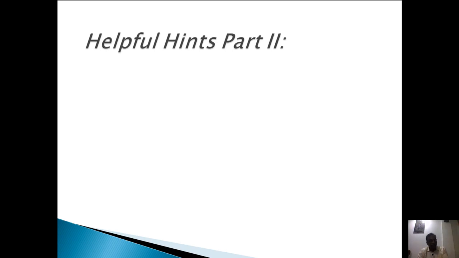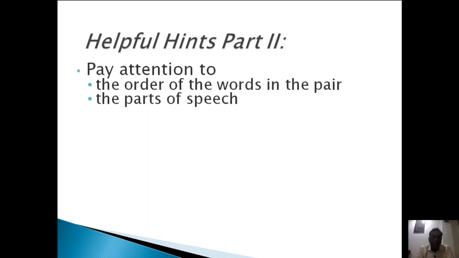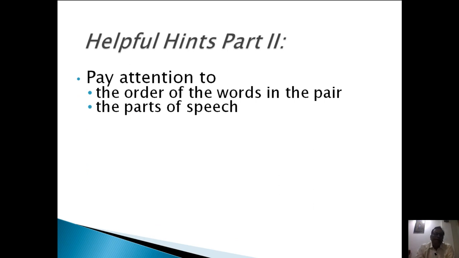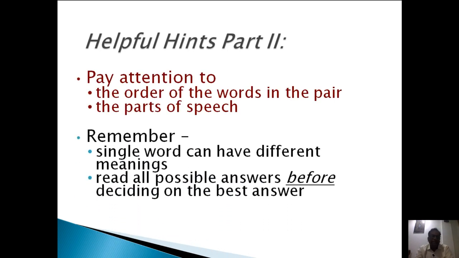Next category, to give you the helpful hints in part 2. Pay attention to the order of the words in the pair, the parts of speech. I read one more time, because we are giving you some helpful hints in the second category to solve analogy questions. You must pay attention to the order of the words in the pair, that is, the parts of speech. Remember, a single word can have different meanings. You should remember that. Read all possible answers before deciding on the best answer.